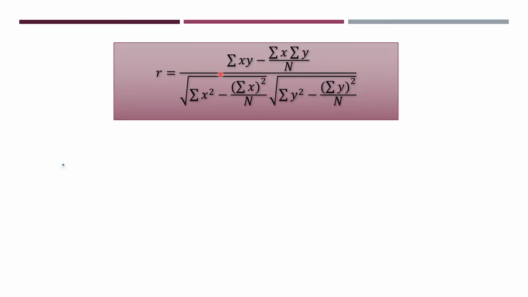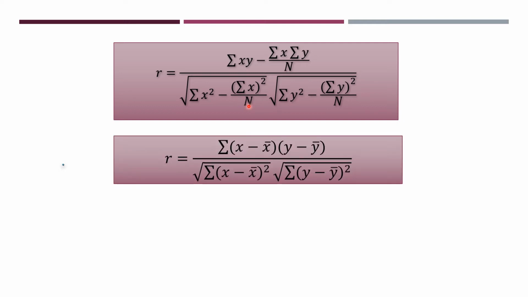So here we have r is equal to, this is the third formula. r is equal to summation xy minus summation x summation y upon n, upon square root of summation x square minus summation x the whole square upon n, into square root of summation y square minus summation y the whole square upon n. This is the third formula. So we will be using the first and the third formulas. We won't be making use of the second formula. We will be applying the first and the third formula.